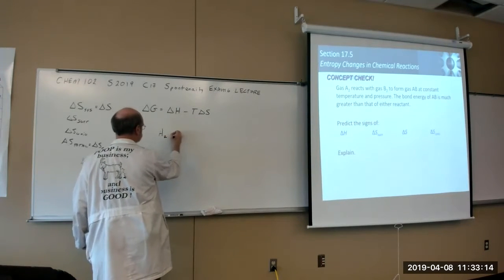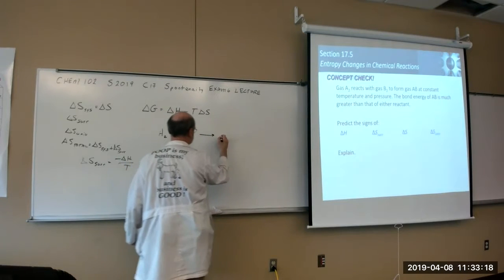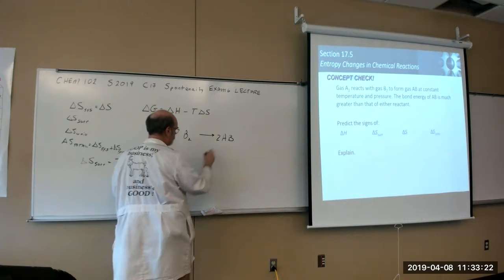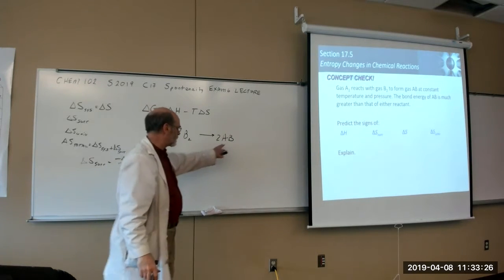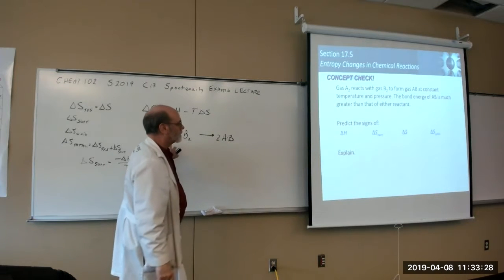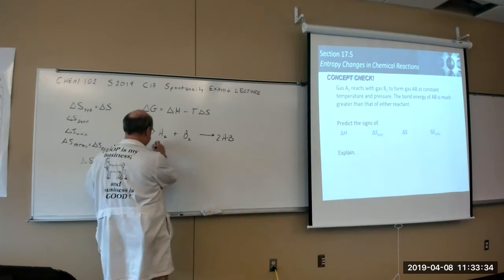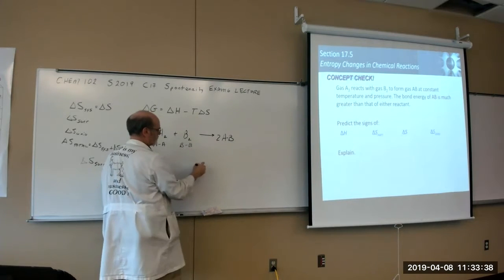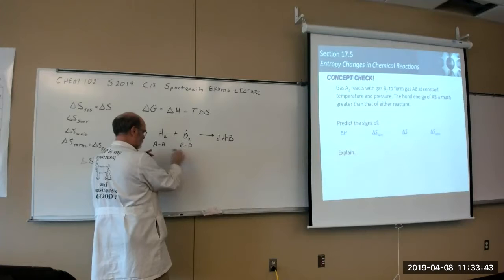So we got this one plus this one yields this one. So the bond energy here is greater than the bond energy of here, like this and like this. So the bond energy here is greater than for either one of these.